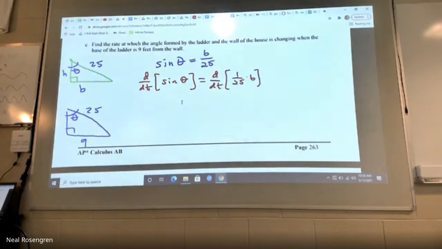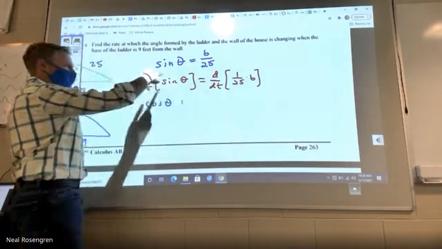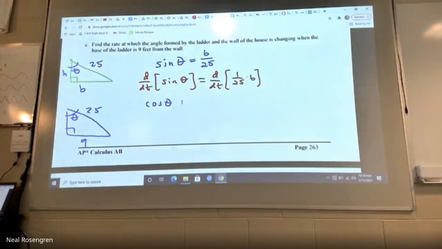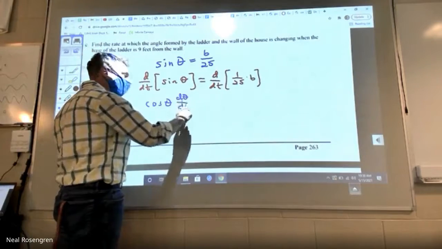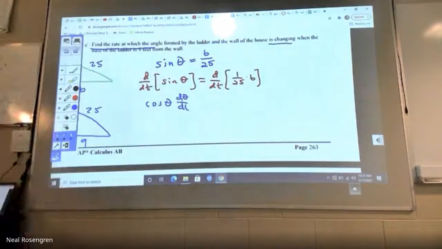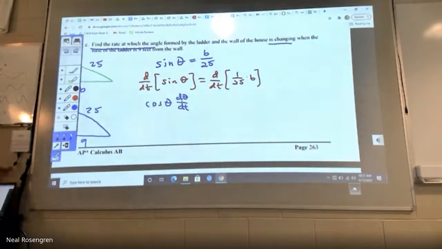So all right, let's differentiate sine. What's the derivative of sine? Cosine. So cosine theta, but the variables don't match because it's theta and t. So we need that differential attached to it. And it used to be like dB dt or dH dt or dV dt. What is it now? d theta dt. And that's what we want, right? Find the rate at which the angle is changing. That's going to be our d theta dt. So that's what we want to solve for. So we'll definitely have to figure out cosine.